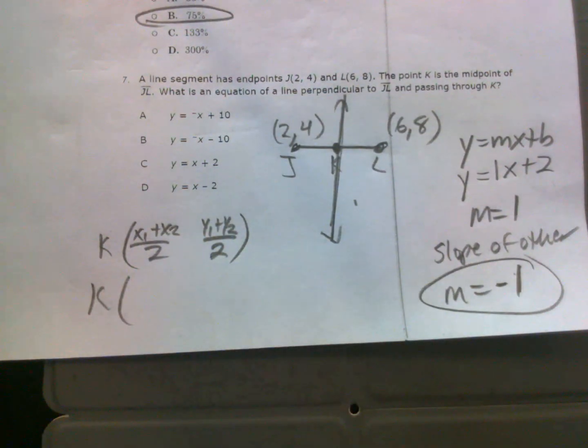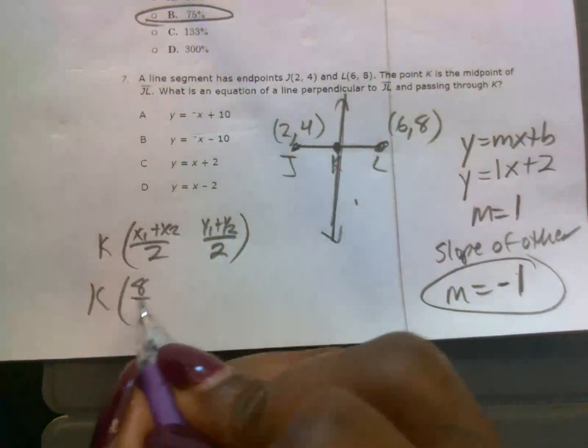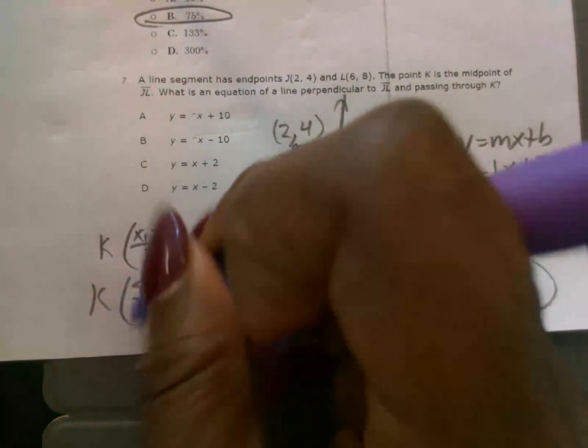What's the two x's? 2 plus 6. What's 2 plus 6? Okay, so we got 8 divided by 2. What's 8 divided by 2? 4. So this is 4.